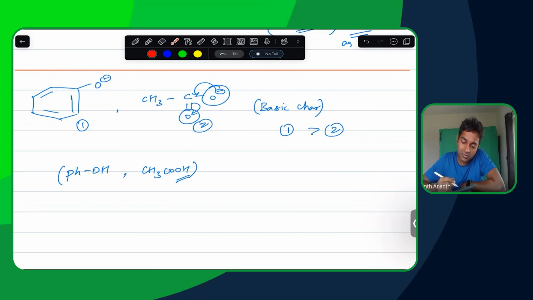So what happens here is this resonance happens, which makes these spots of the ring better nucleophiles. That is the main reason why this guy becomes slightly better compared to this, if that excuse is given. But that is not going to be the case in all systems.